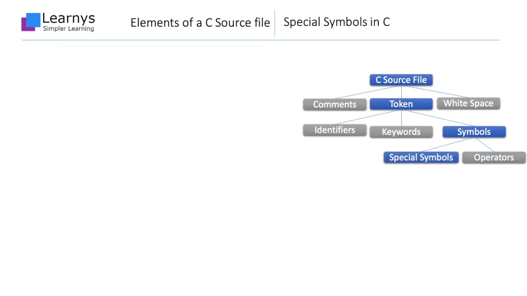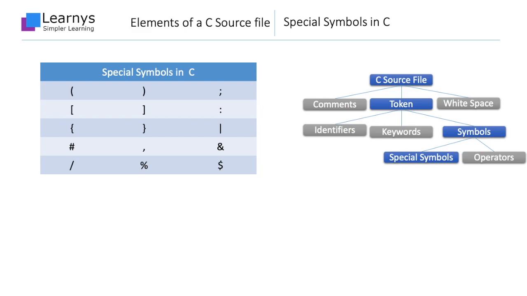Next, we have special symbols. Following are the special symbols used in C language. This brings us to the end of this session, wherein we discussed the elements of a C source file.